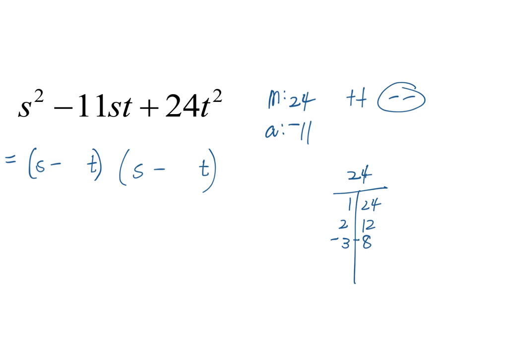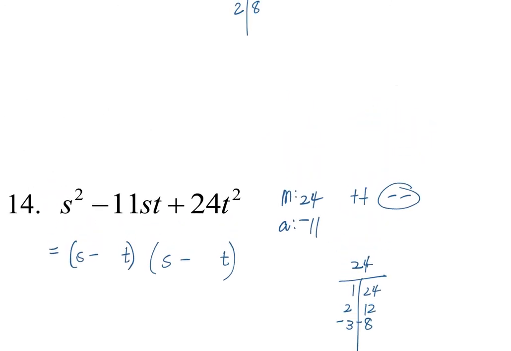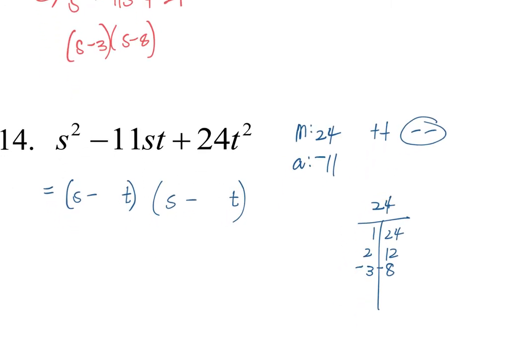So basically, this is not the problem, but the one I'm about to write. If this problem were S squared minus 11S plus 24, the answer would be S minus 3 and S minus 8. And while this is not the problem we were given, it does look very similar to it. The only thing different is that we got that T in the back, right?